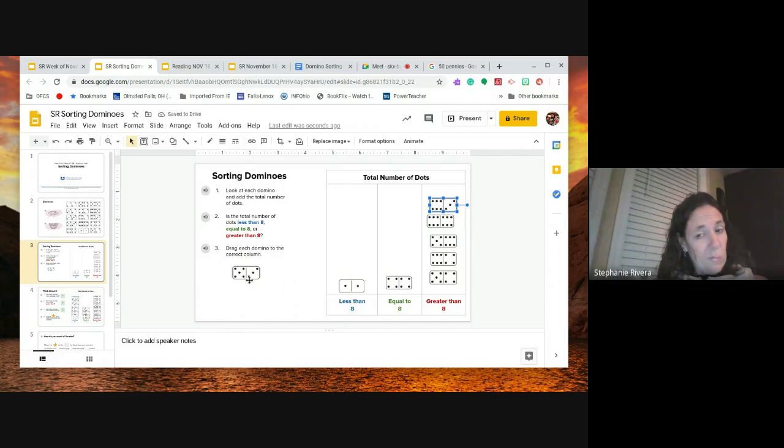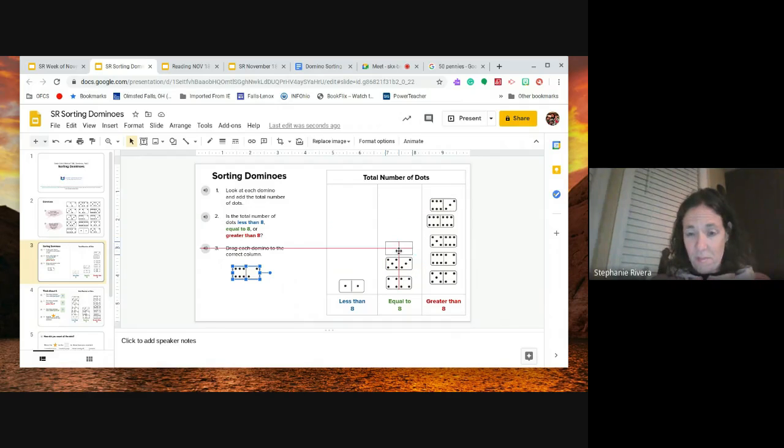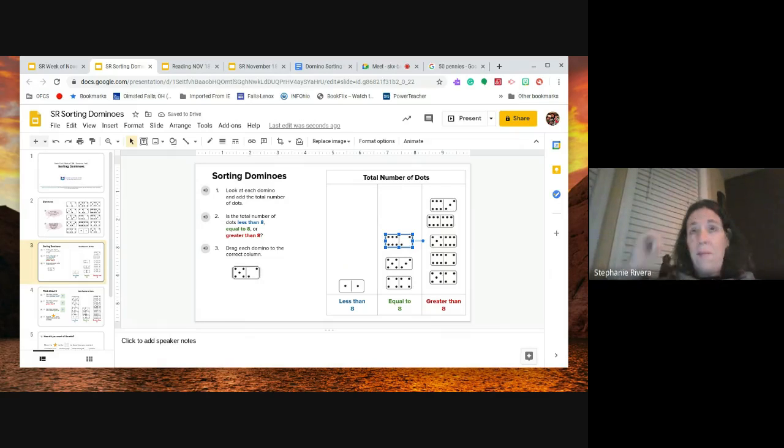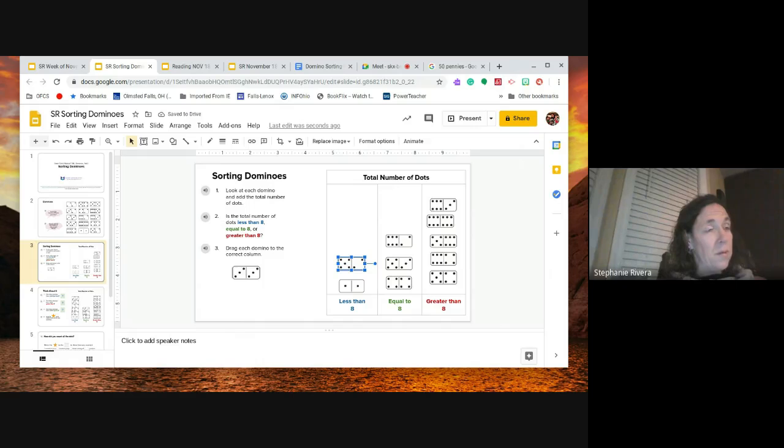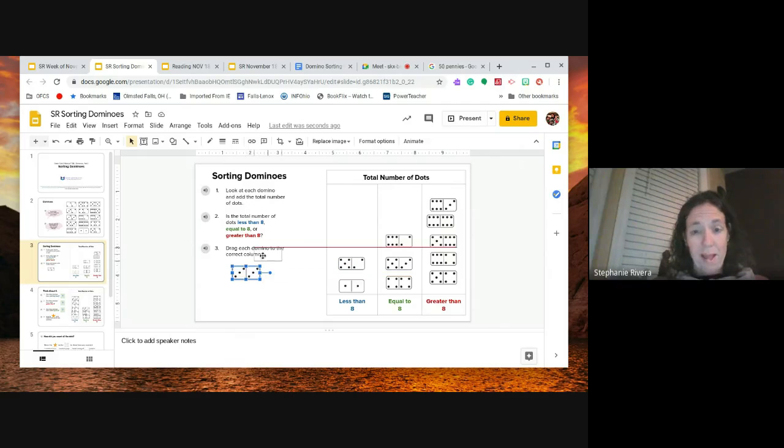5 plus 3. Ooh, you're right. Equal to 8. 6 plus 2. You're right. 8. 5 plus 2. 5, 6, 7. So you're right. It's less than 8. 3 plus 3 equals, there you go. Good. 3 plus 3 equals 6, less than 8.